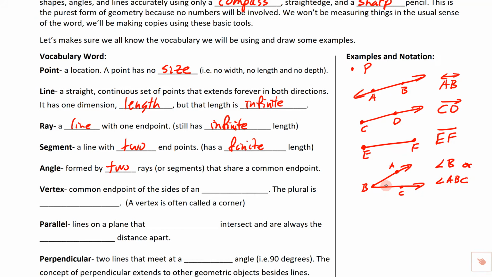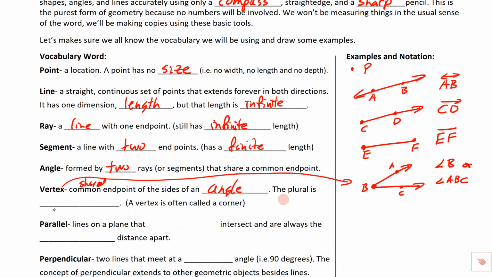And that brings up the next thing. You'll notice that we labeled this according to this corner point right here. This is a vertex, the common endpoint, in other words, the shared endpoint of the sides of an angle. So this right here is the vertex of that angle. So we've got a vertex right there.